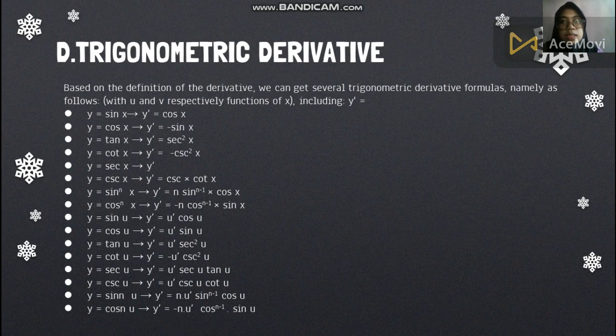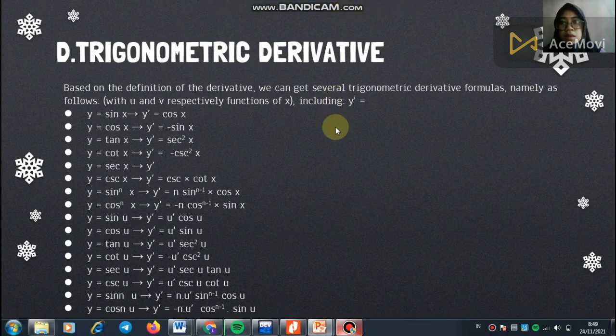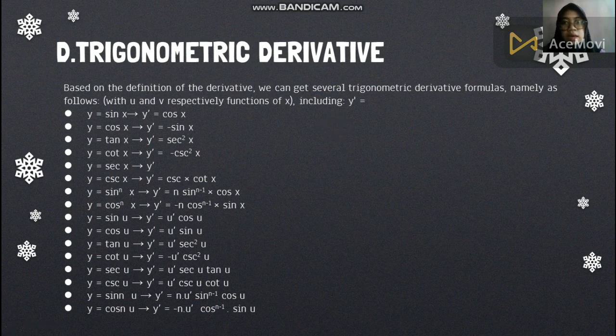Which is equal to 1. D. Trigonometry derivative. Based on the definition of derivative, we can get several trigonometric derivative formulas, namely as follows, with u and v respectively functions of x. y = sin x, y' = cos x. y = cos x, y' = minus sin x. y = tan x, y' = sec squared x.